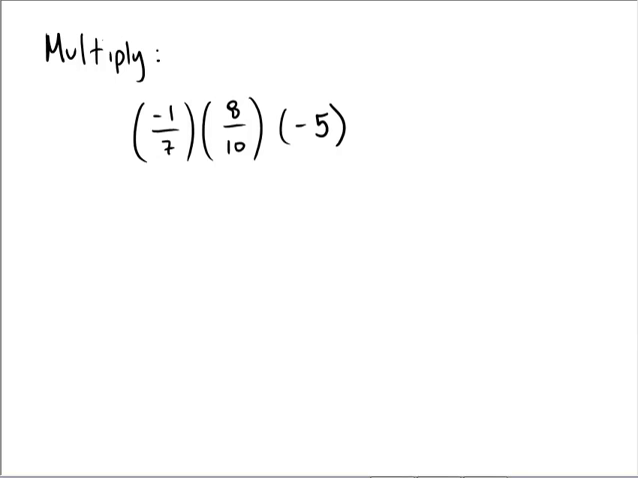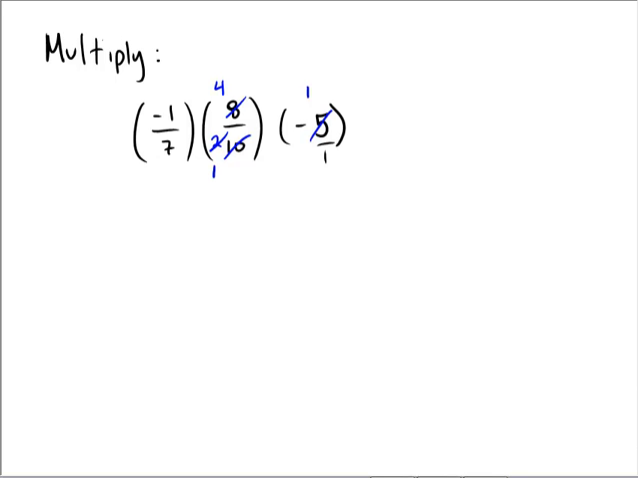Well, if we glance at it really quickly, you might notice that there's a 10 on the bottom here and a 5 on the top over here, because we acknowledge that 5 is 5/1. So we can reduce by 5 in both of those, and 5 divided by 5 is 1, and 10 divided by 5 is 2. There's actually additional reduction that can occur here because there's an 8 on the top of the middle number and a 2 on the bottom of that same number. 2 and 8 have a common factor of 2. 2 divided by 2 is 1, and 8 divided by 2 is 4.